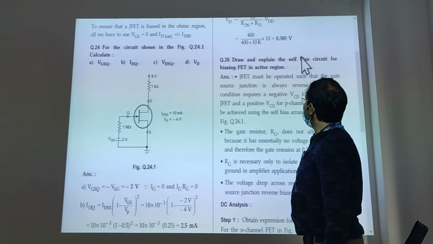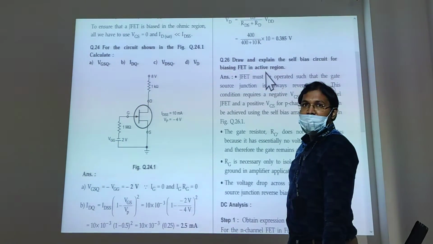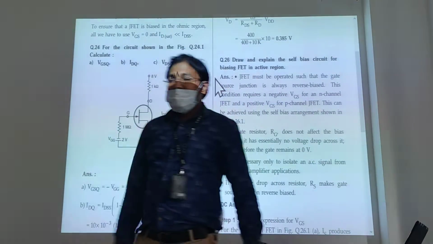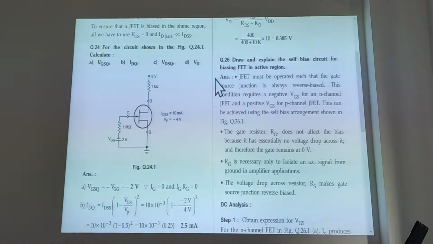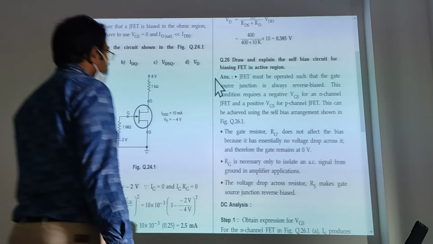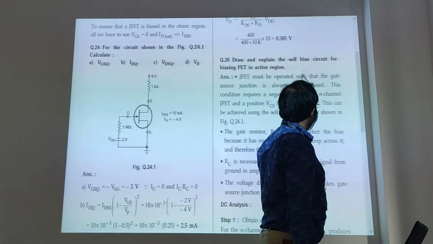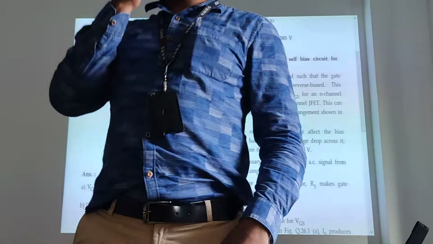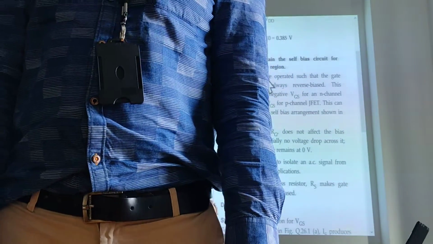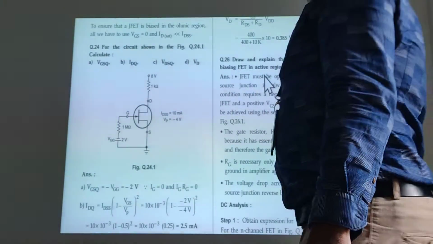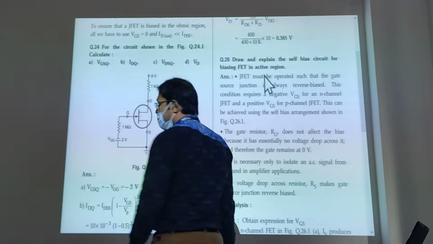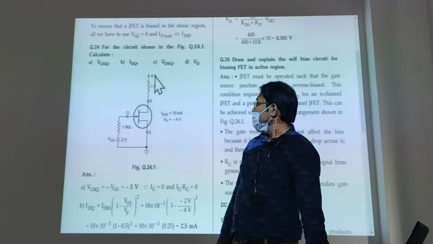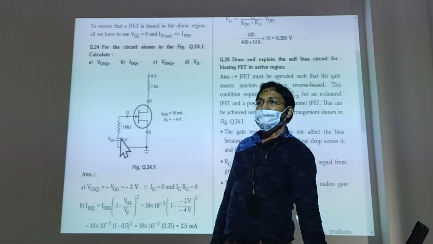Draw and explain the self-bias circuit for biasing FET in active region. Okay. In the previous class we completed fixed bias or gate bias. Right? Second time now we are seeing self-bias. Okay. Next, you know this very well. JFET must be operated such that the gate source junction is always reverse biased. That is the trick we are using to control the gate. For that, VGS should be what? Positive or negative? VGS should be negative.